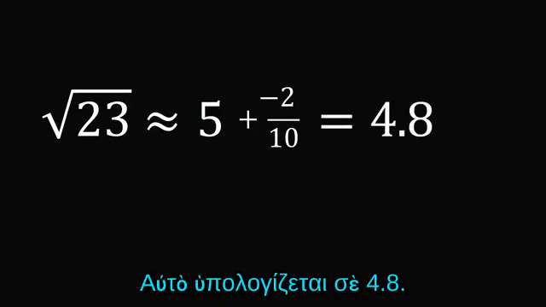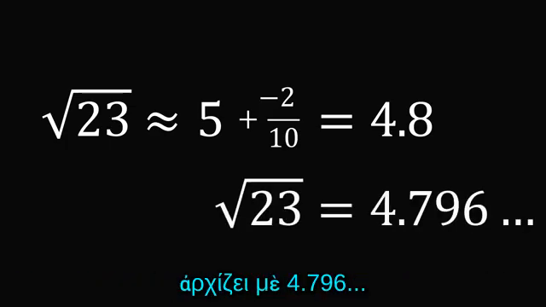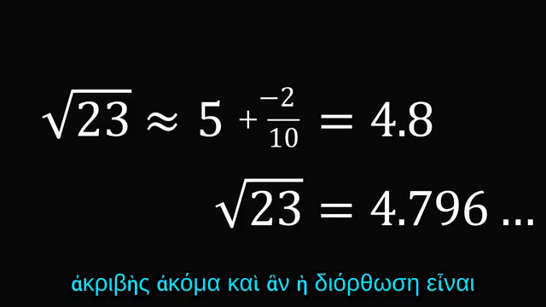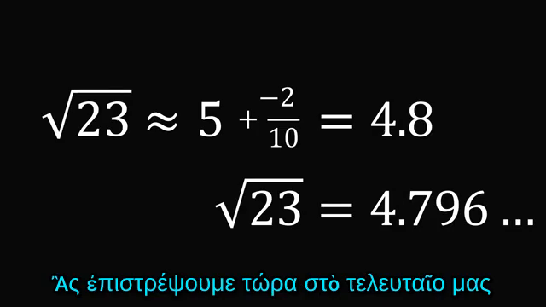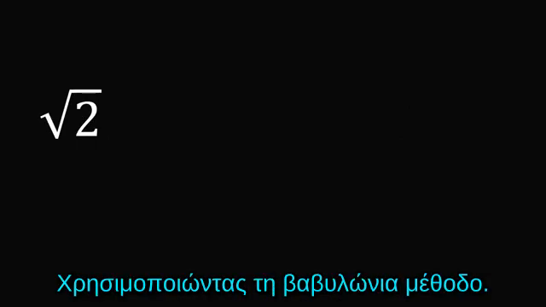This works out to be 4.8. The actual value of the square root of 23 starts out as 4.796. So the technique works and is accurate even if the adjustment is a negative number. Let us now return to a final example of estimating the square root of 2 using the Babylonian method.